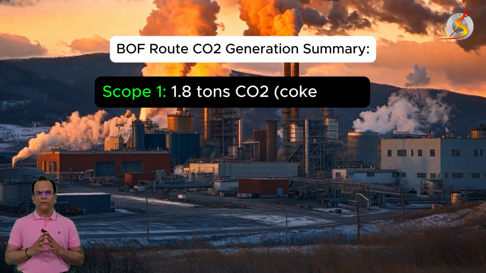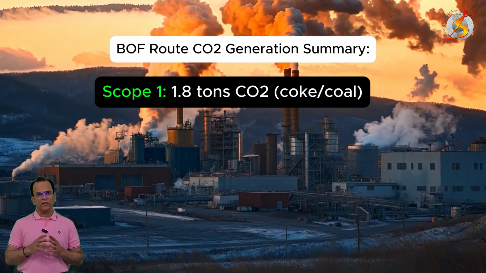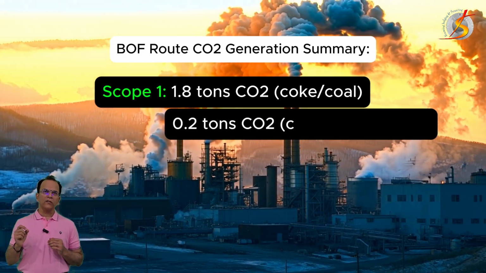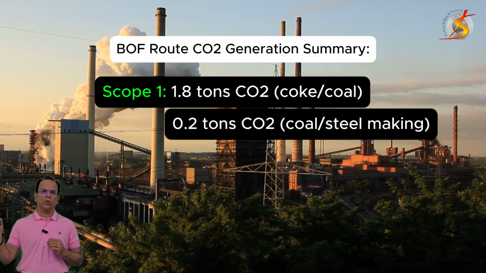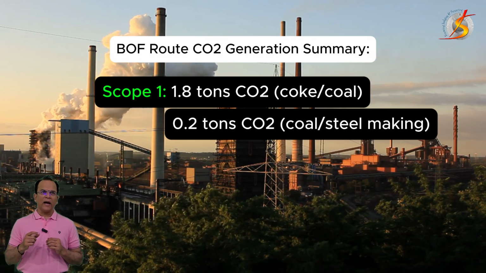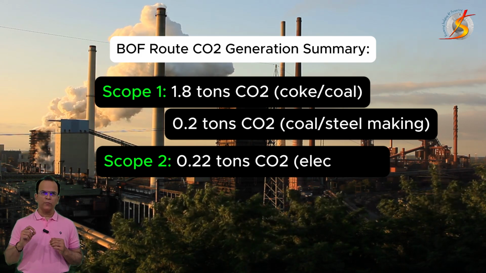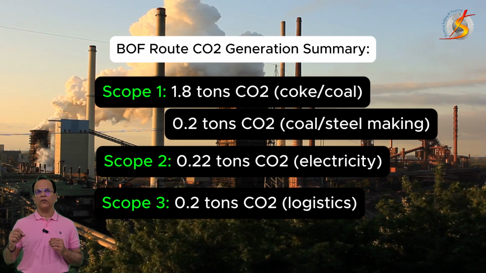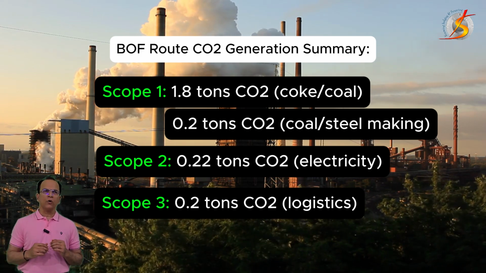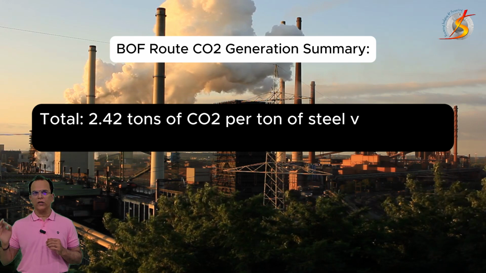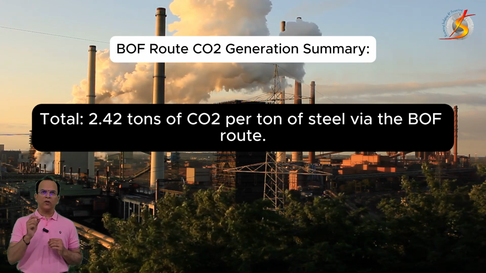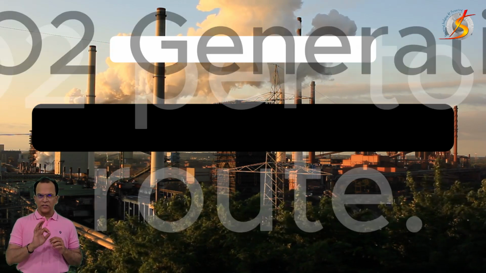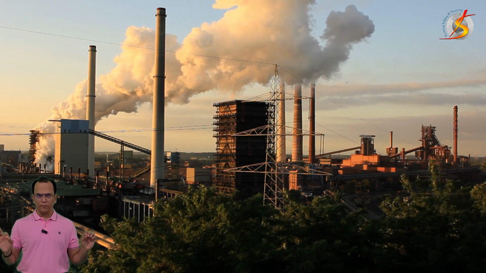For scope 1, it is 1.8 tons because of the coke and coal. 0.2 tons is because of the coal for steel making, 0.22 tons is because of the electricity, and 0.2 tons is because of the logistics. So the total comes out to be 2.42 tons of CO2 per ton of steel via the blast furnace BOF route. That's just a typical sample for you.